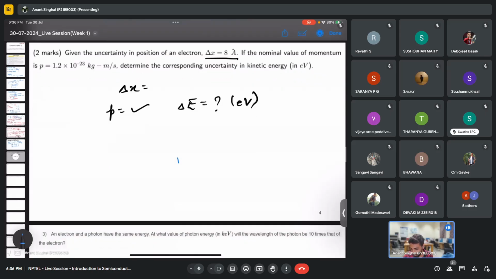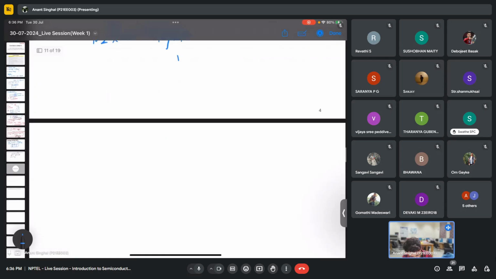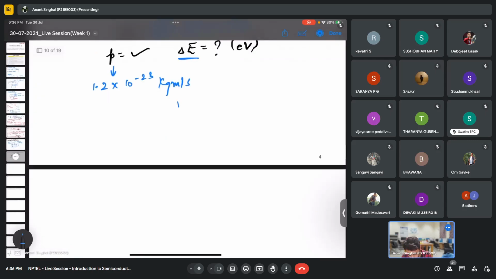So this question clearly states that we have been given the uncertainty in position, which is 8 angstrom, which is nothing but 8 × 10^-10 meter. Then we know the momentum, which is 1.2 × 10^-23 kg m/s. And what we need to find is the uncertainty in energy. So this is where the twist comes. So this is very easy.